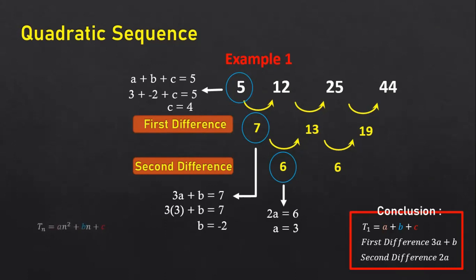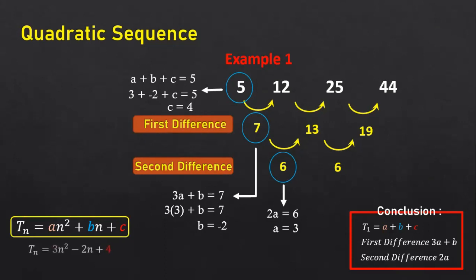Okay, the formula of Tn of the quadratic sequence is an squared plus bn plus c. So this formula is satisfied by Tn equals 3n squared minus 2n plus 4. Once again, 3n squared minus 2n plus 4. That's very easy, students.